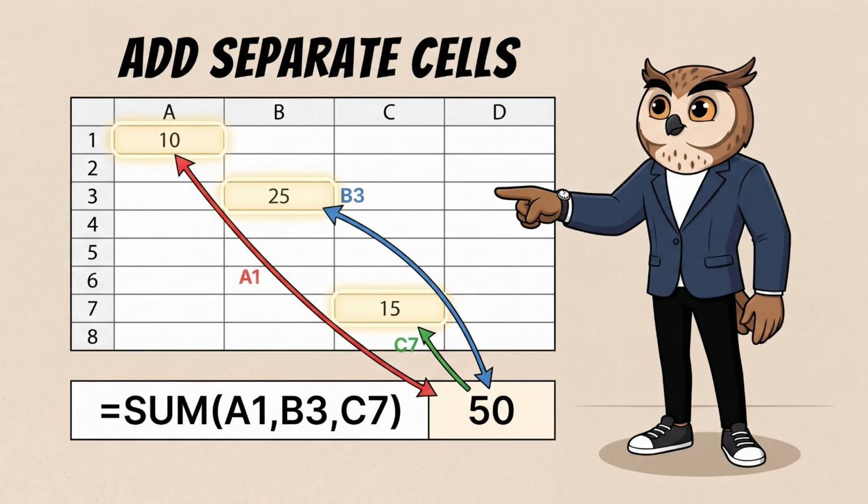Sometimes the numbers you need are not located next to each other. In that case, you can list individual cell references separated by commas. For example, =SUM(A1,B3,C7) adds only those three specific cells. This gives you complete flexibility when your data is spread across different parts of the worksheet.